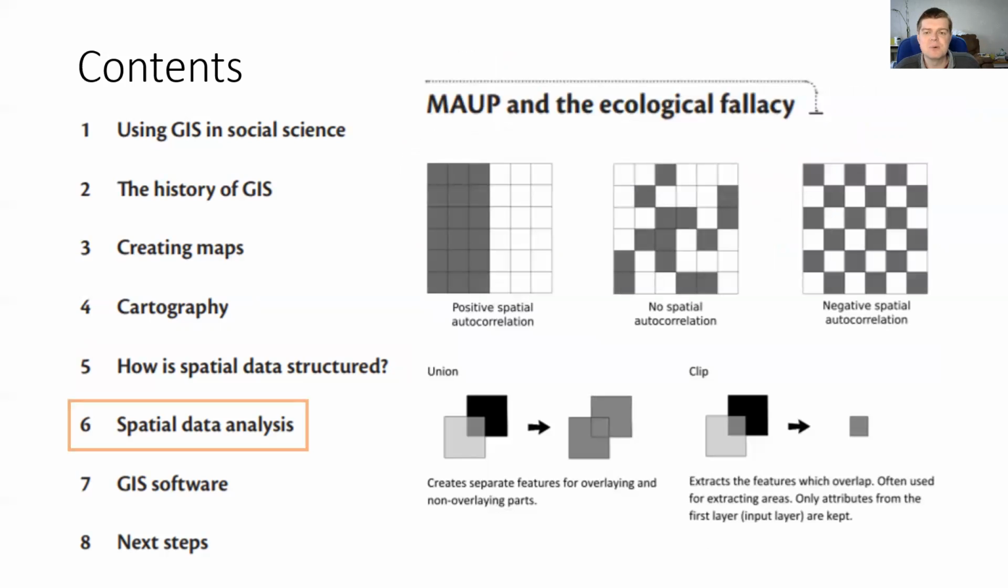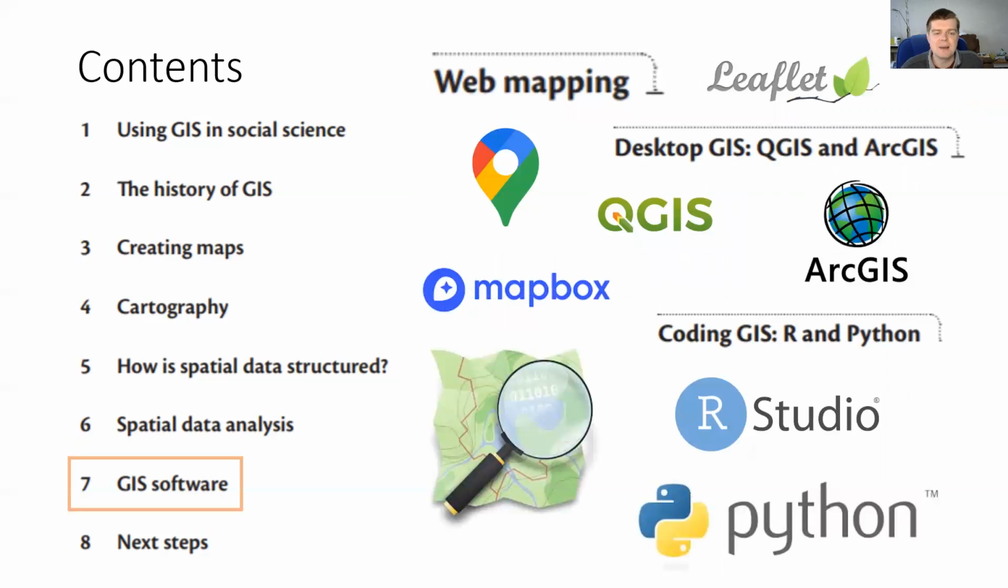We also touch a small amount on spatial data analysis. This is not a book on analysis, it's an introductory book, but we mention very briefly the modifiable areal unit problem, ecological fallacy, what they are, why they're important, and say a little bit about spatial autocorrelation as well. And also a tiny bit on different types of spatial overlay analysis, whether it be unions, clips, buffers, that type of thing, what they are and where you might use them.